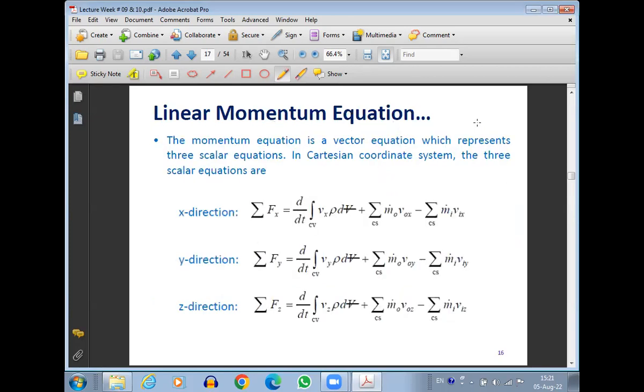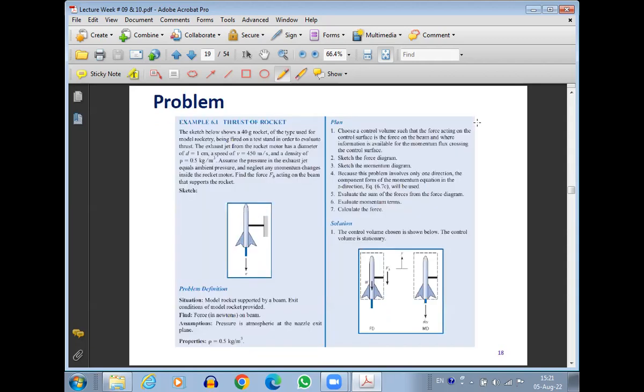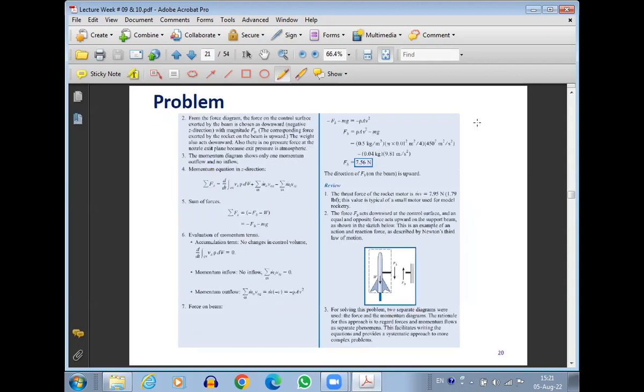So this is the three-dimensional linear momentum equation, which we developed for the case of fluid flows, that involves the forces and the momentum of fluid flows in the x direction, y direction, and z direction. And then we continued with it for solving the momentum equation for some of the common applications. Normally for the case of jets, the fluid jets, we solved problems related to fluid jets.